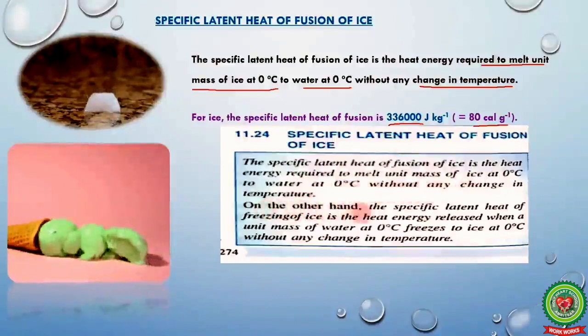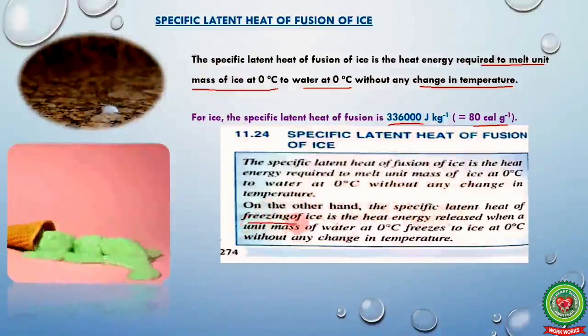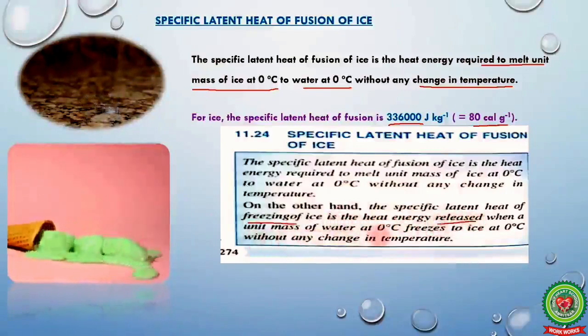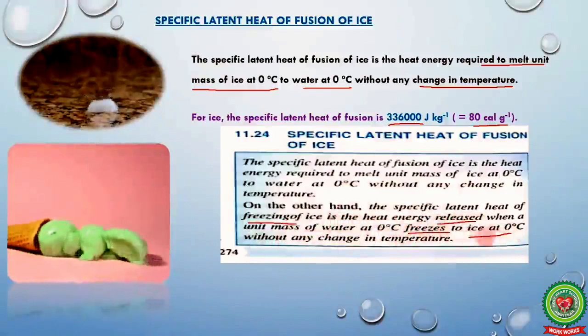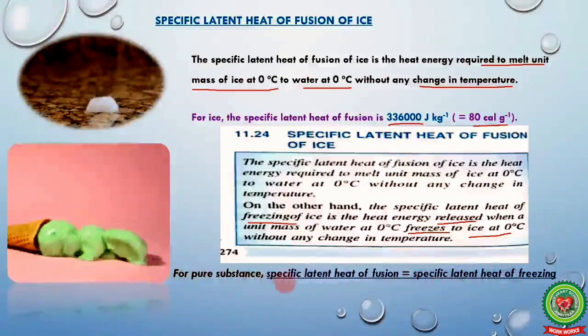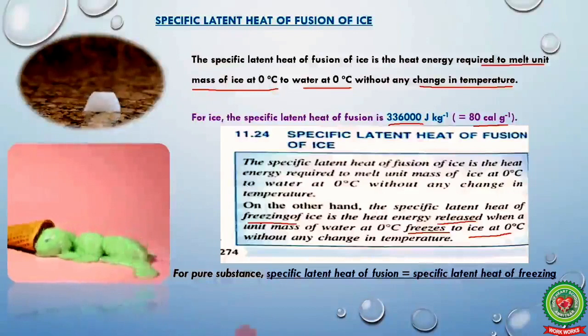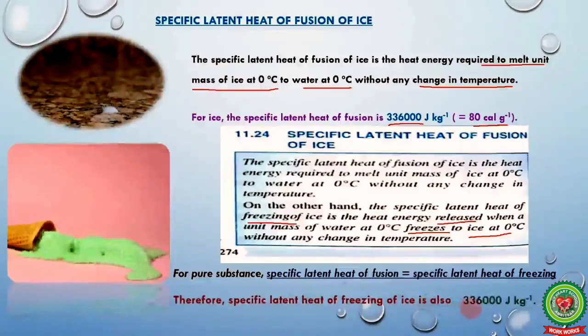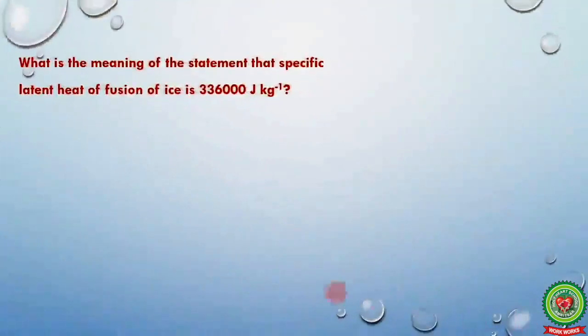On the other hand, the specific latent heat of freezing of ice is the heat energy released when a unit mass of water at 0 degrees Celsius freezes to ice at 0 degrees Celsius without any change in temperature. Students, remember, for pure substance, specific latent heat of fusion is equal to specific latent heat of freezing. It means that the amount of heat energy required by a solid to convert into liquid is equal to the amount of heat energy released by the liquid to become solid. Therefore, specific latent heat of freezing of ice is also 3,36,000 joule per kilogram.